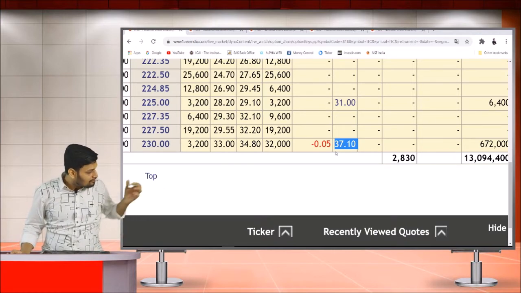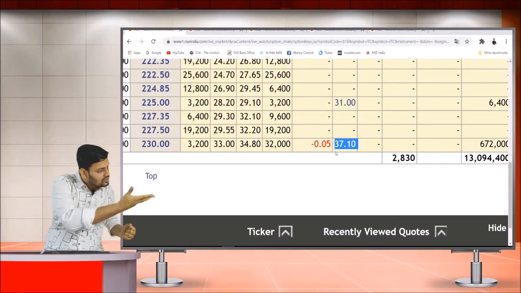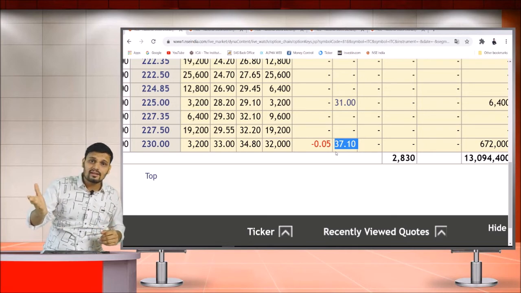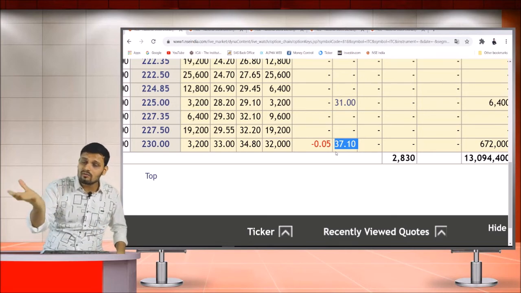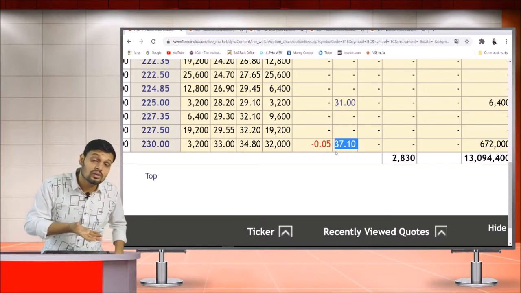So the put option buyer has the right to sell at 230 rupees. The current market price is only 196, so if he goes to the market, he can sell only at 196. He can sell to the put option seller at 230 rupees.